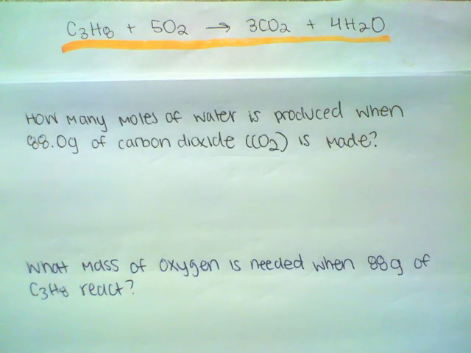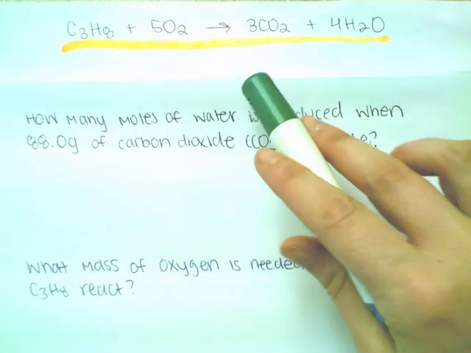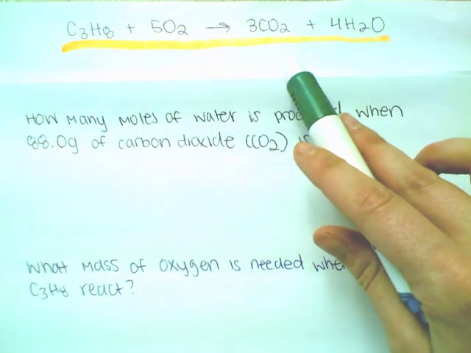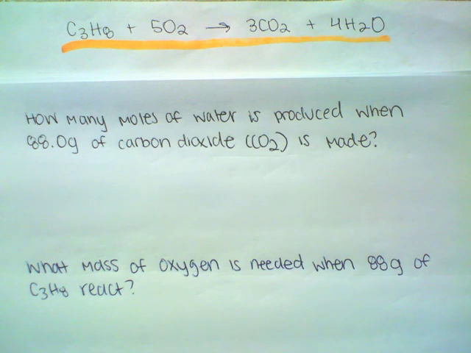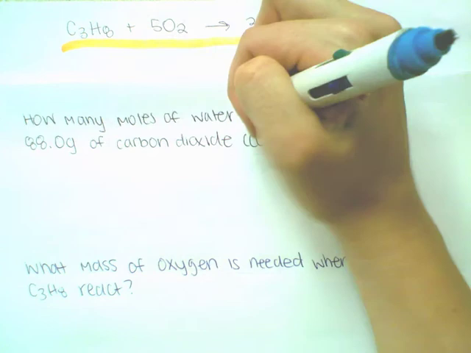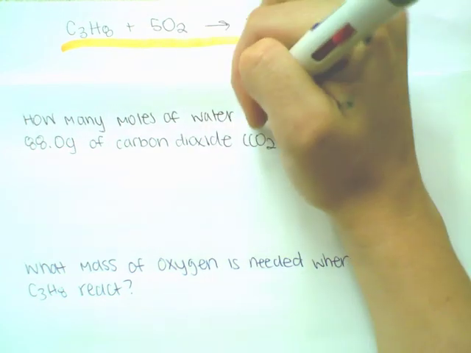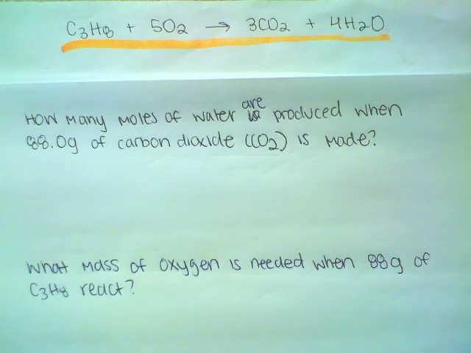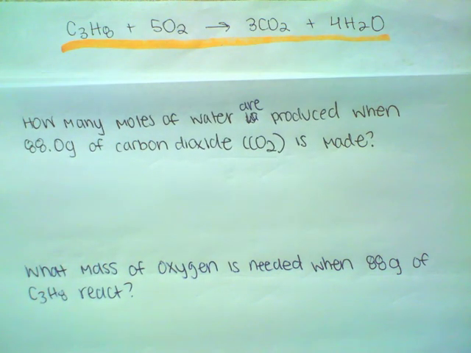Okay, so this video is a continuation of the last video where I'm just doing a bunch of mole and mass stoichiometry problems. Okay, so we're going to stick with the same reaction: C3H8 plus 5 oxygen yields 3 carbon dioxide and 4 water. Okay, so next question says, how many moles of water are produced when 88 grams of carbon dioxide is made?